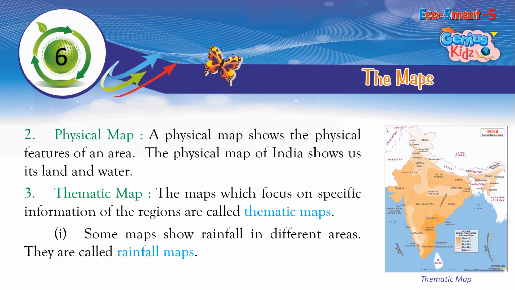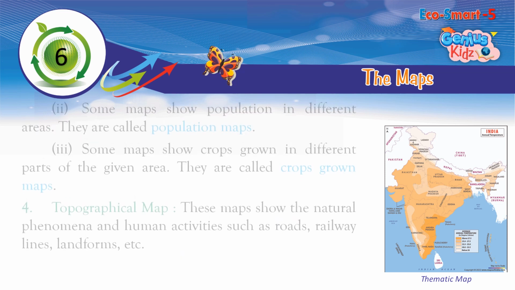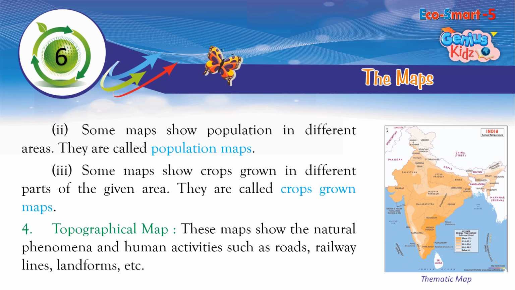Some maps show rainfall in different areas. They are called rainfall maps. 2. Some maps show population in different areas. They are called population maps. 3. Some maps show crops grown in different parts of the given area. They are called crops grown maps.